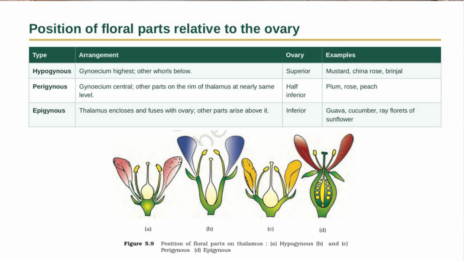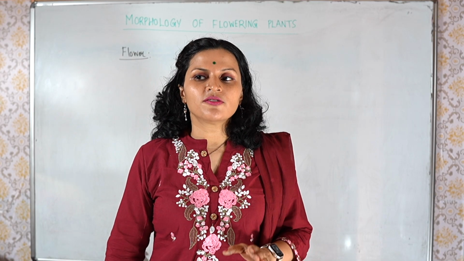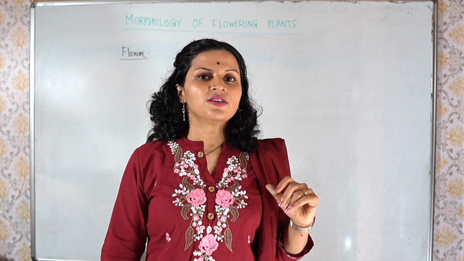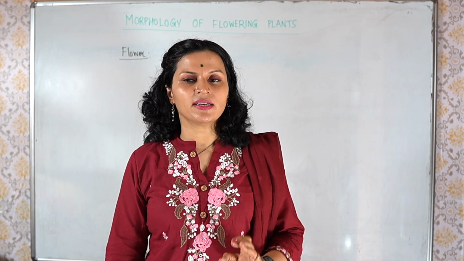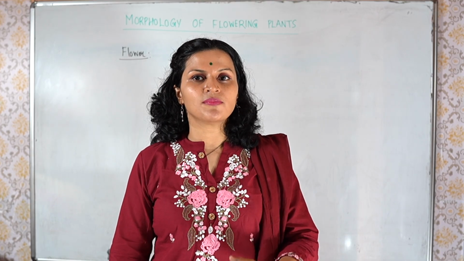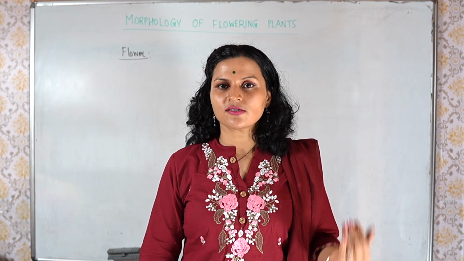Third one, epigynous flowers are the ones in which the receptacle completely envelopes the ovary in such a way that the floral whorls are above the ovary. This is an inferior ovary, also called epigynous flower. Examples are cucumber, guava and the ray florets of sunflower. So most important for you to remember is the terminology, that is hypogynous, perigynous and epigynous, and the examples of these 3. Also in case of symmetry.